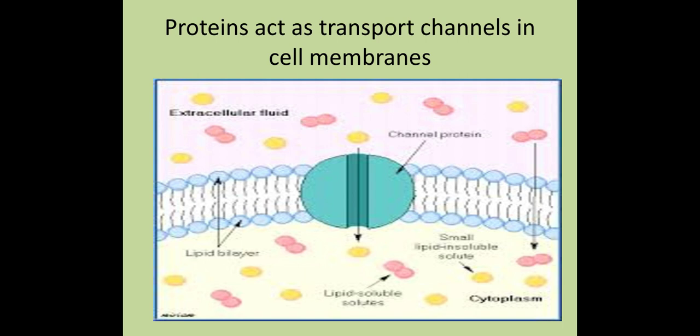Proteins act as transport channels in cell membranes. For example, the sodium channel allows the passage of sodium ions. Potassium channels are specific for potassium ions only, whereas calcium channels are specific for calcium ions only.